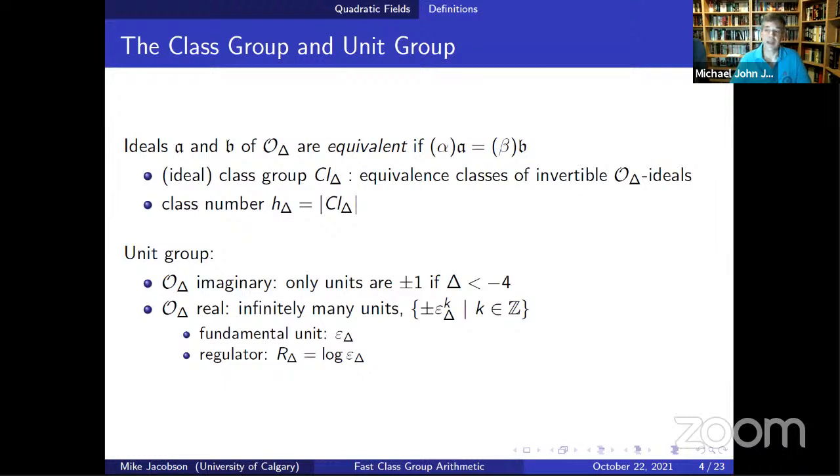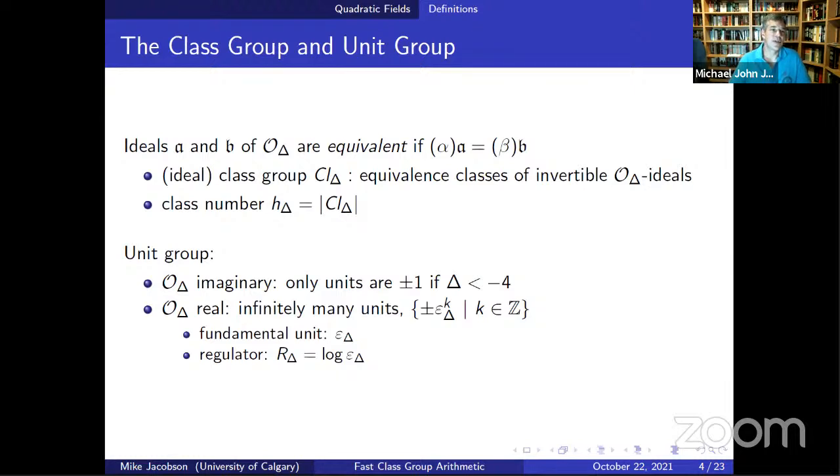It's a finite abelian group, and the class number, which we'll denote by h of delta, is just the size of this particular group. Now, of course, the main topic of my talk is all about the group operation there, so I'll talk about what that is and how that looks as we go on.